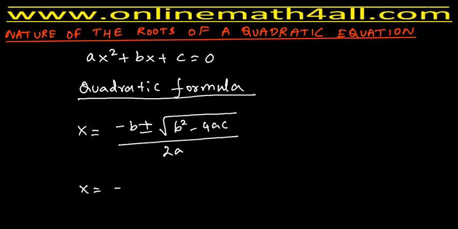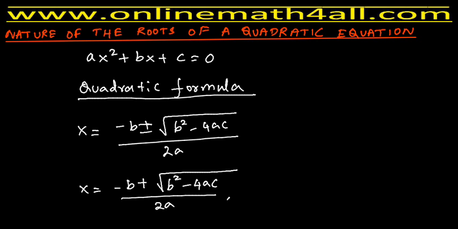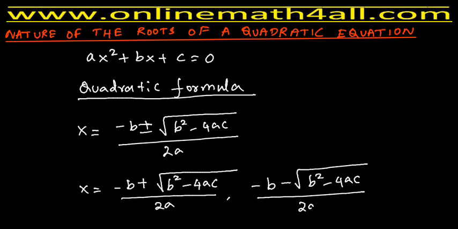So x = (-b + √(b² - 4ac)) / 2a. Then the second root is x = (-b - √(b² - 4ac)) / 2a. So we get two roots from this formula. I just considered the sign in between negative b and the square root. I wrote one root for the positive sign and I wrote another root for the negative sign. I hope the student will be able to understand how I got two roots from the quadratic formula.